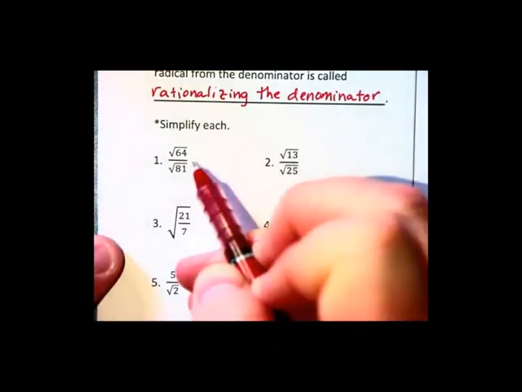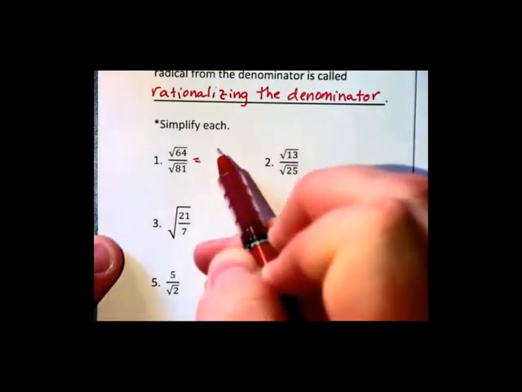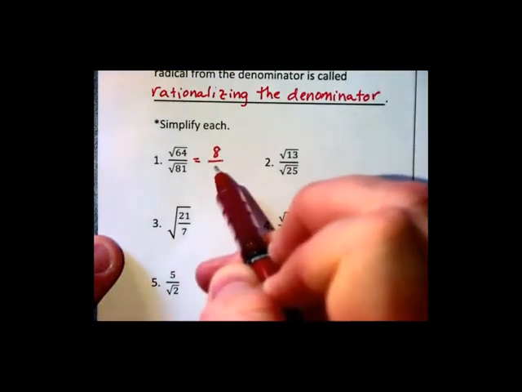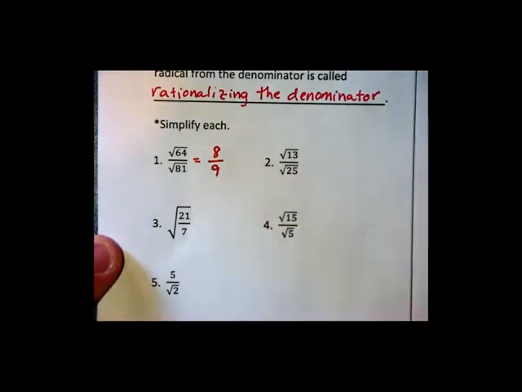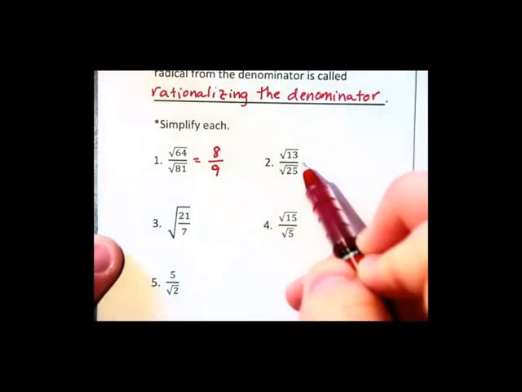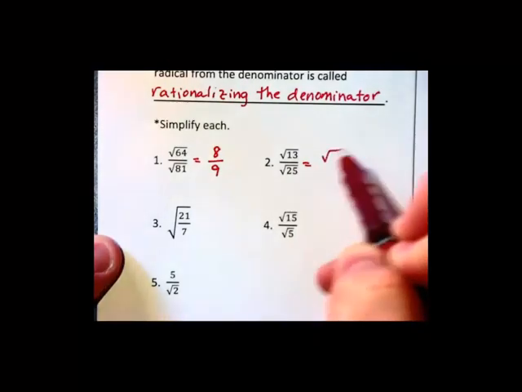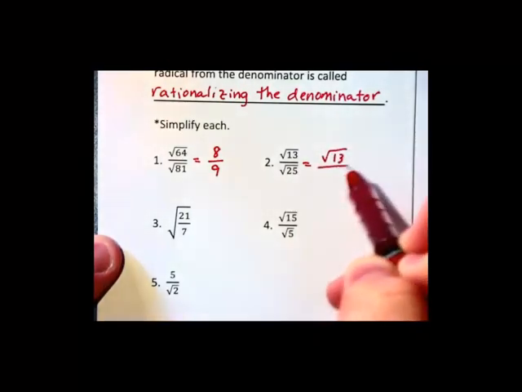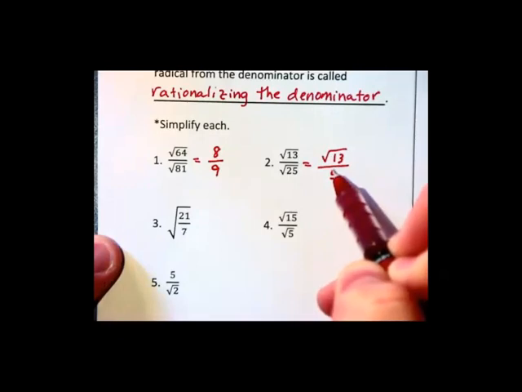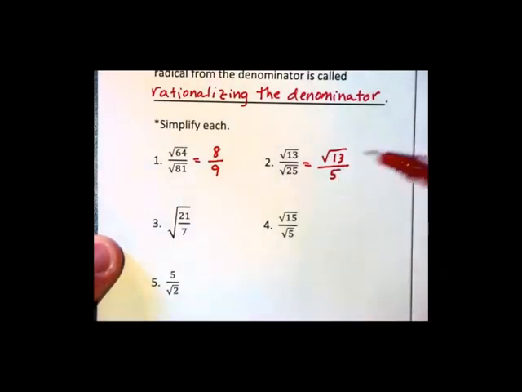Simplify this first problem. We know very easily the square root of 64 is 8, the square root of 81 is 9. Done. There's no trick. Next problem. The square root of 13 cannot be broken down, but the square root of 25 can be into a nice neat 5. Now let's look at that 13.